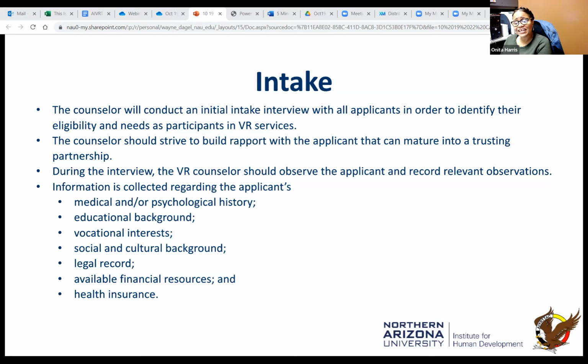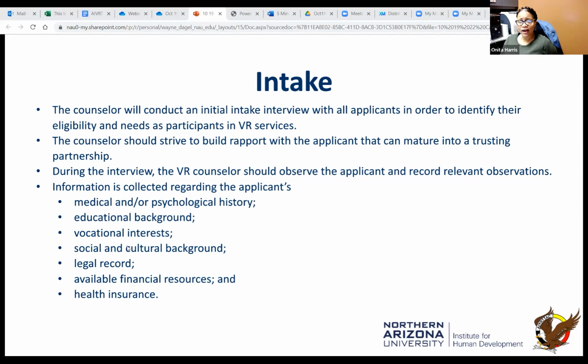So of course, when we do that initial interview, we're asking the questions that are on our application, whatever your application may look like. Programs use different applications, and AIVRTTAC does have an example of an application on their website for reference. And some of the things we collect during that initial intake are medical and psychological history, because we are working with individuals with disabilities, so we need that information. Educational background, vocational interest, to see what kind of goals they may have, and if they're in line, and if they're feasible and reachable with their disabilities.